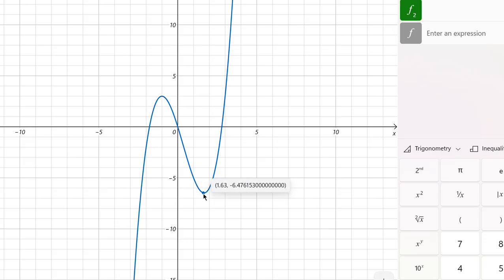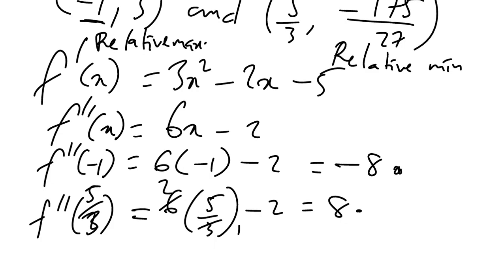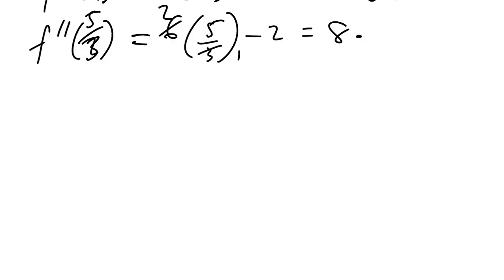And now remember that our value was what? 5 over 3, and 5 over 3 is what? 1.67. And so by the time you convert negative 175 over 27 to decimals, you have negative 6.48, which is the same thing we had earlier. Are you following? So now let's move on.